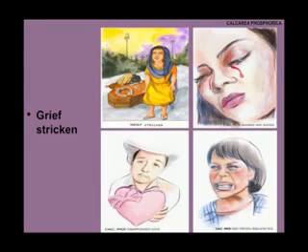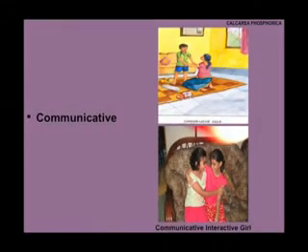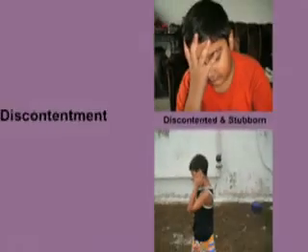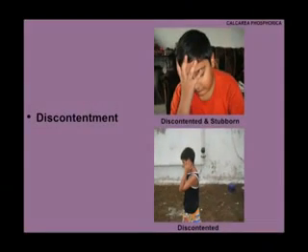On the background, the etiology and the manifestation are these. This is the communication. There could be lack of communication or over-communicative. Over-communicative comes from phosphorus, which I'm showing in this picture as well. Company ameliorates, we find that in Calc phos, which comes from phosphorus, and that's interesting. And this is the discontentment and stubbornness of Calc phos.